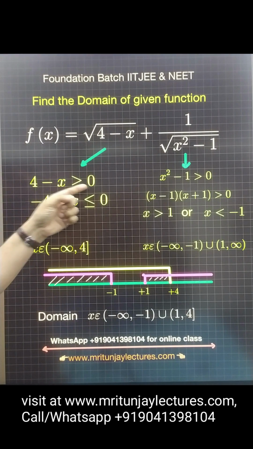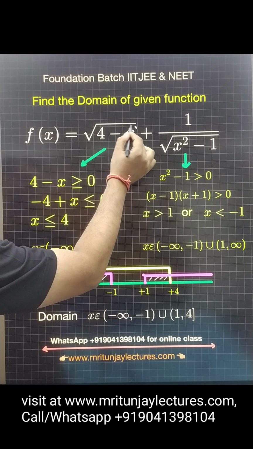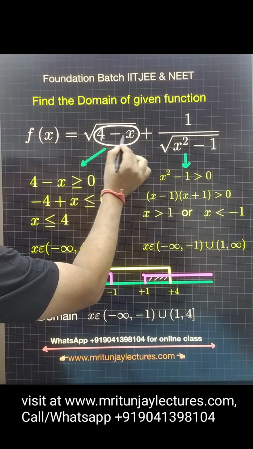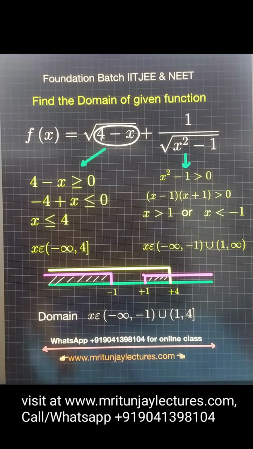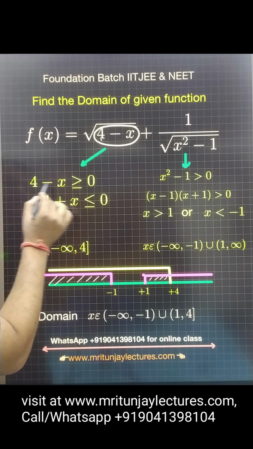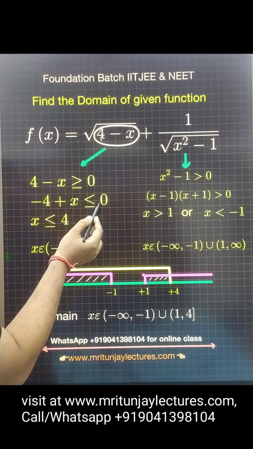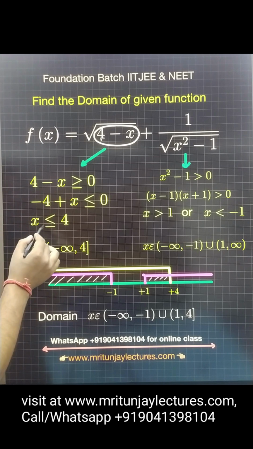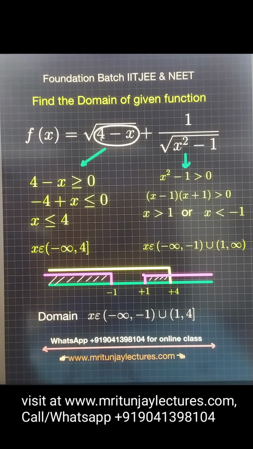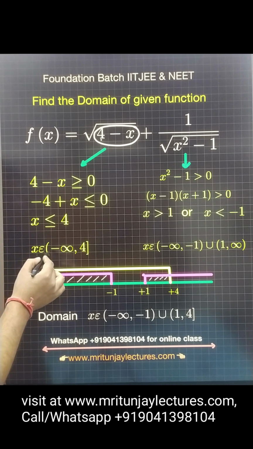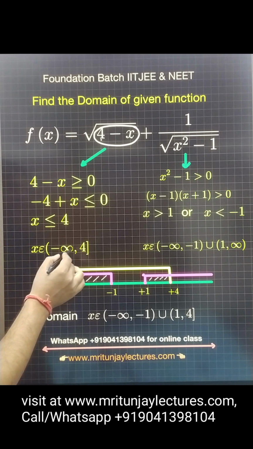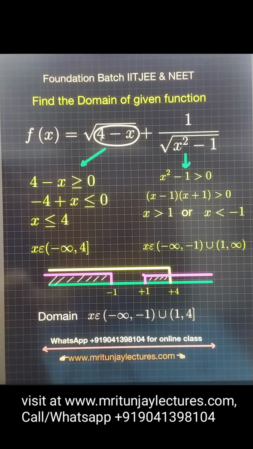4 minus x is greater than or equal to 0. That part is defined only if 4 minus x is greater than or equal to 0. If we multiply by minus, the inequality sign changes, so x is less than or equal to 4. So x is in the interval from minus infinity to 4, closed at 4.